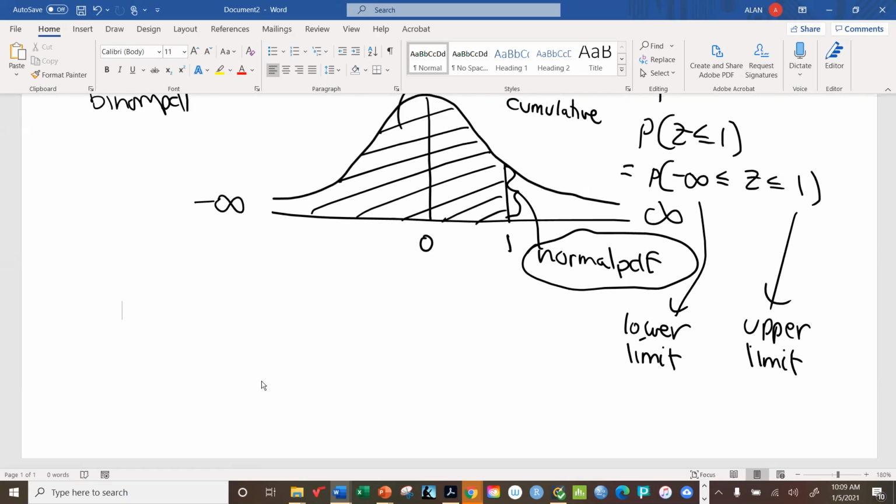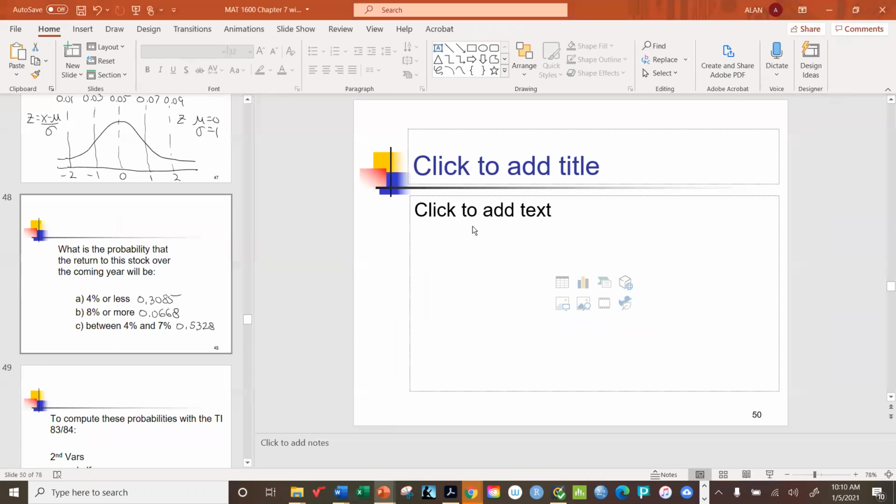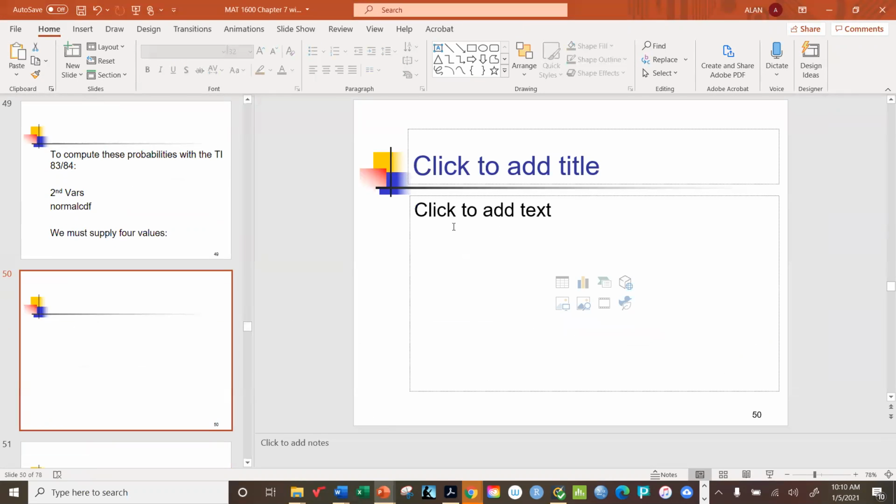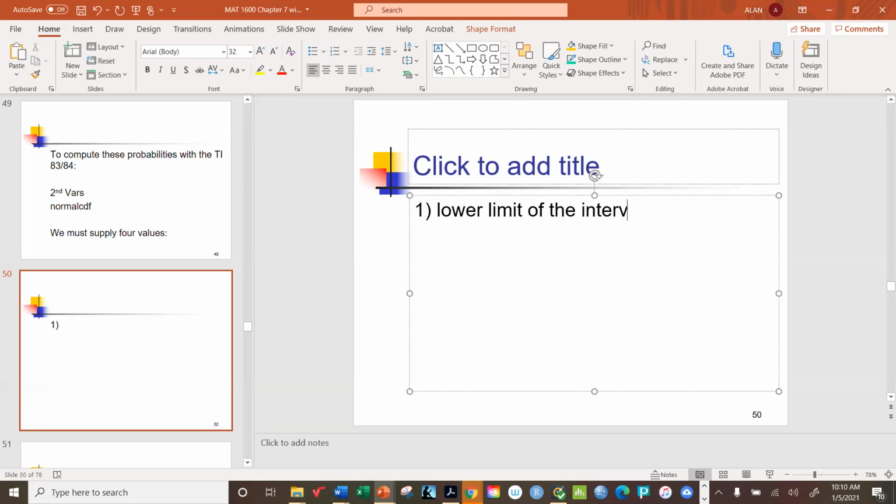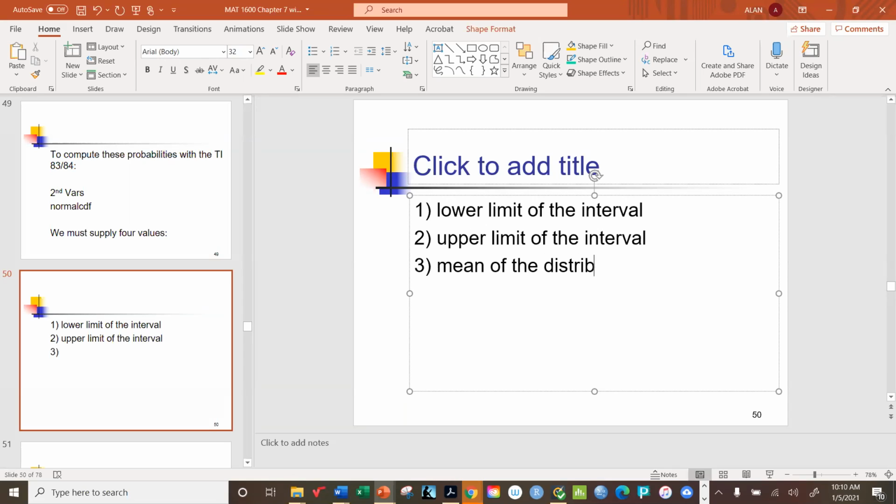So for each probability that we calculate with the calculator, we need to tell it the value of the lower and the upper limit. All right, so we need to provide it with 4 pieces of information. Number 1, the lower limit of the interval, 2, the upper limit of the interval, 3, the mean of the distribution, and 4, the standard deviation of the distribution.